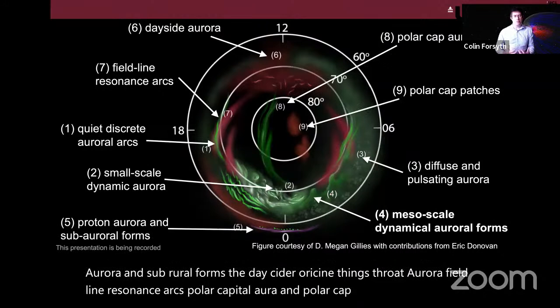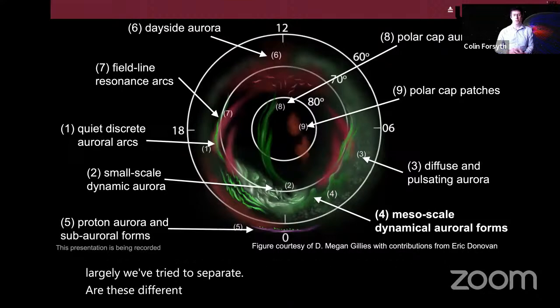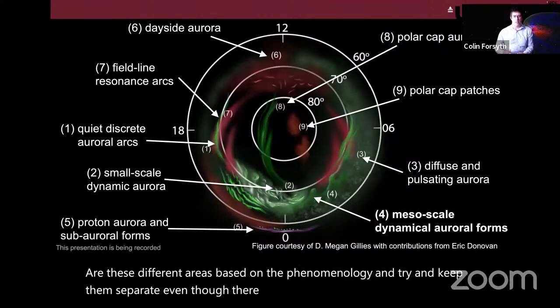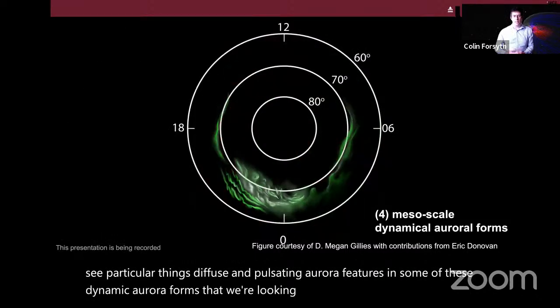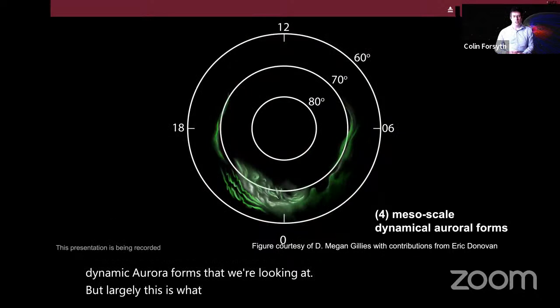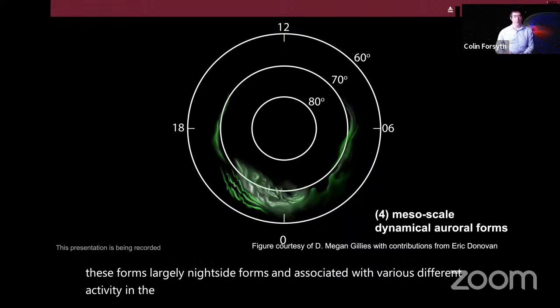Largely we've tried to separate these different areas based on the phenomenology and keep them separate, even though there is some overlap between them. We'll see particular things like the diffuse and pulsating aurora features in some of these dynamic auroral forms that we're looking at. But largely, this is what I'm going to be focusing on in this talk today. These are largely nightside forms, associated with various different activity in the magnetosphere.